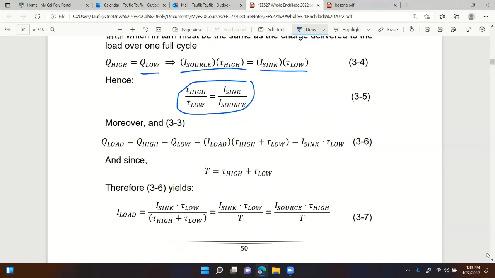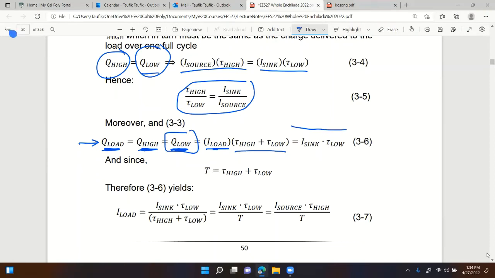And again, this charge right here should be the same charge that the load will receive. Right? That's why I have right here, Q load should be equal to Q high, it should be equal to Q low. And the equation for Q load is I load times tau high plus tau low, right? If I set it equal to Q low, then Q low is I sink, right, times tau low.